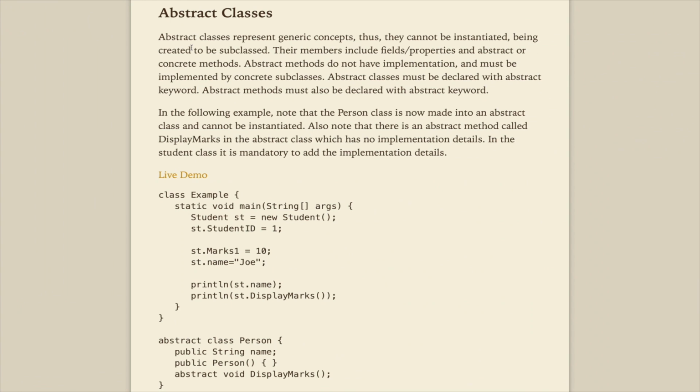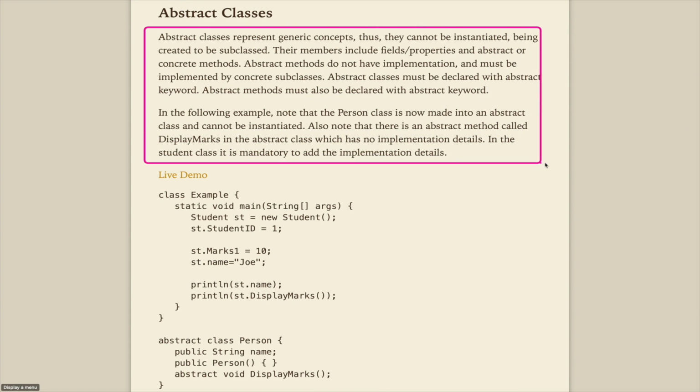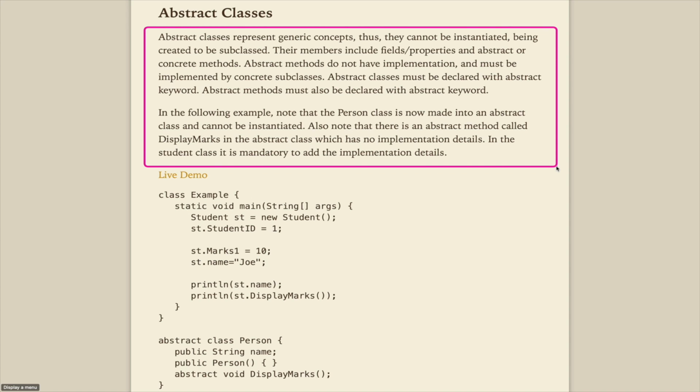In the article, I'm going to read this paragraph. So we've got abstract classes. Abstract classes represent a generic concept. Thus, they cannot be instantiated, being created to be subclassed. Their members include fields, properties, and abstract or concrete methods. Abstract methods do not have implementation and must be implemented by the concrete subclass.